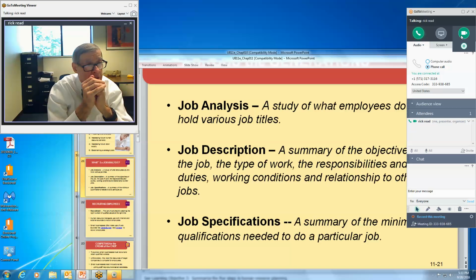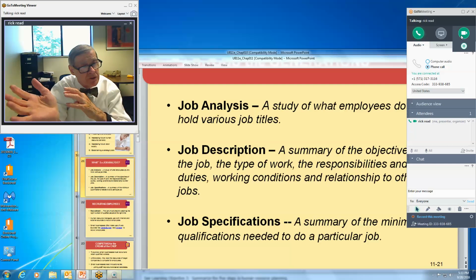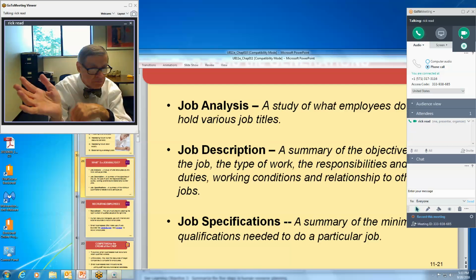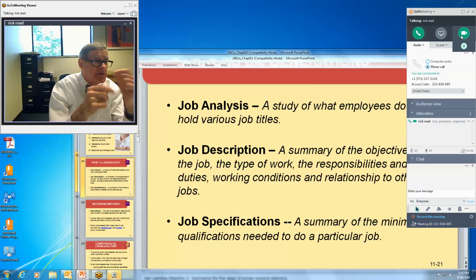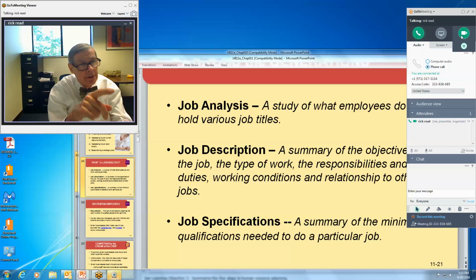The description details what's being done, responsibilities, reporting activities, things of that nature. It also talks about working conditions, etc. A job specification says what the minimum qualifications are. I'm going to change the word to requirements for the job, and that includes education, skill, ability, and a few other things.